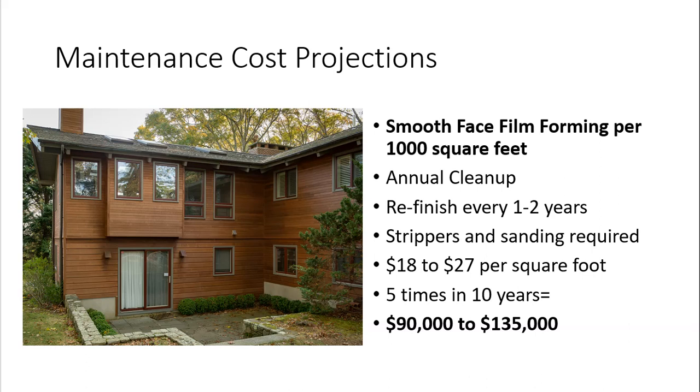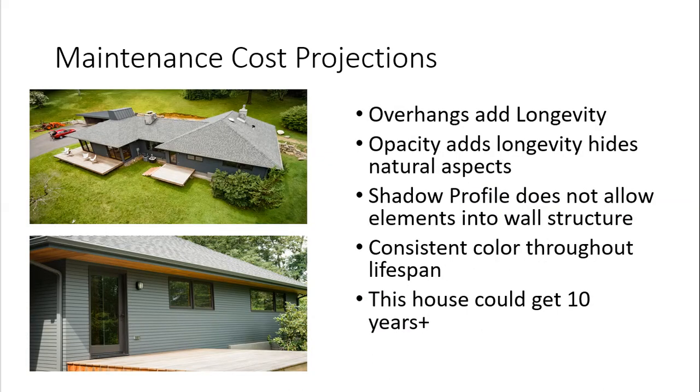All right, now I know I've just kind of put some people off, and maybe, I don't know where we're at with that. These are realistic, but there's a lot of stuff you can do, okay? Number 1, overhangs add longevity. Anywhere water doesn't directly touch the siding, well, the siding is going to last longer. Opacity adds more lifespan.